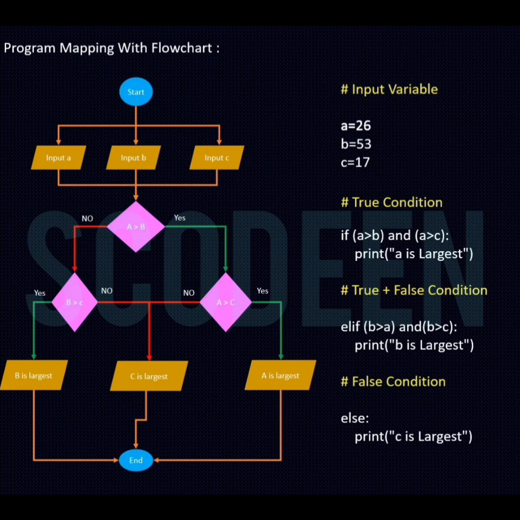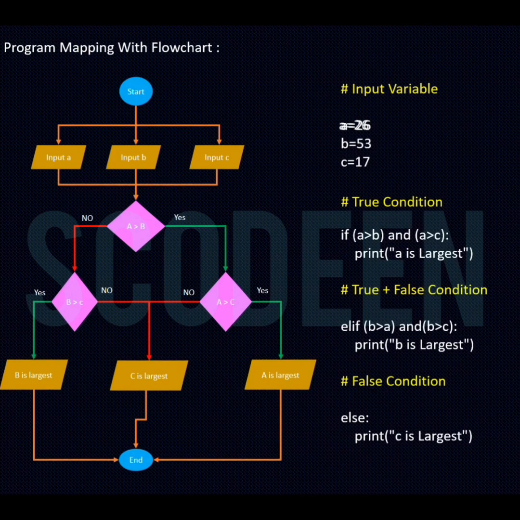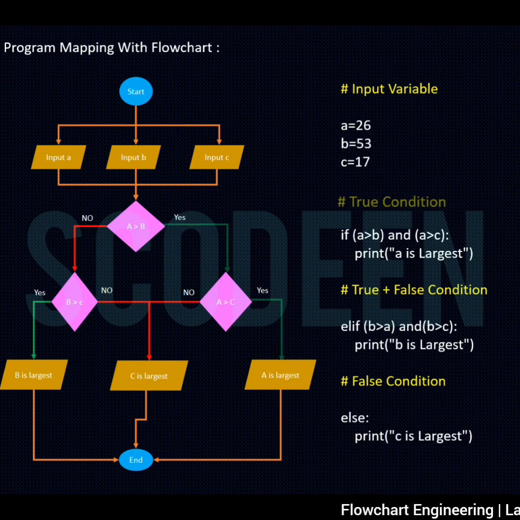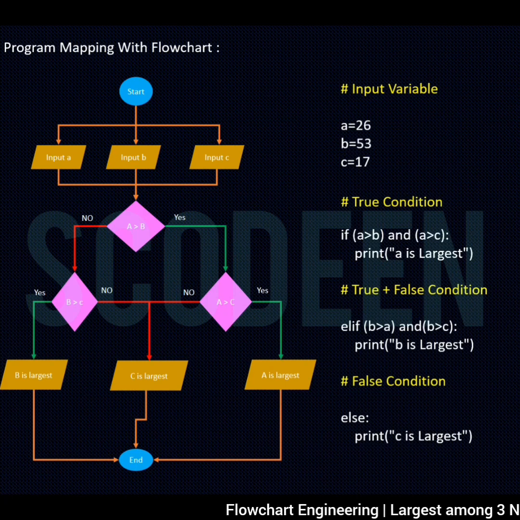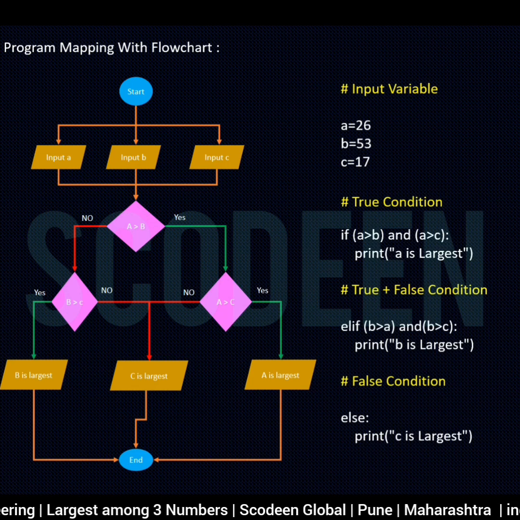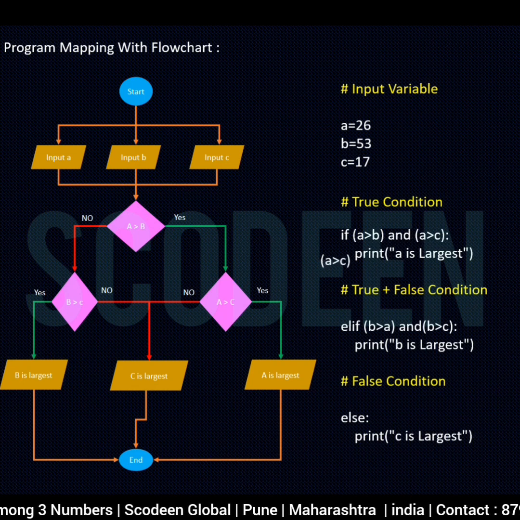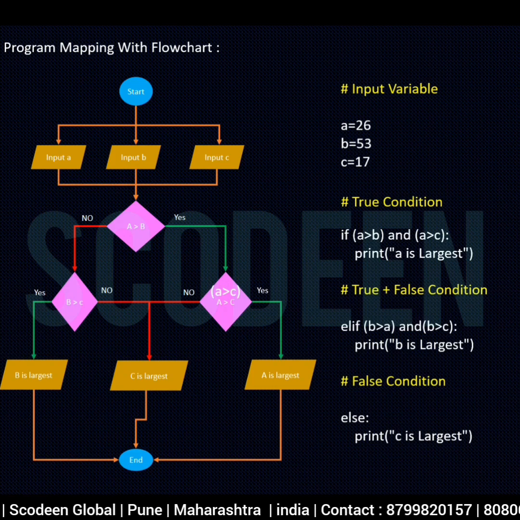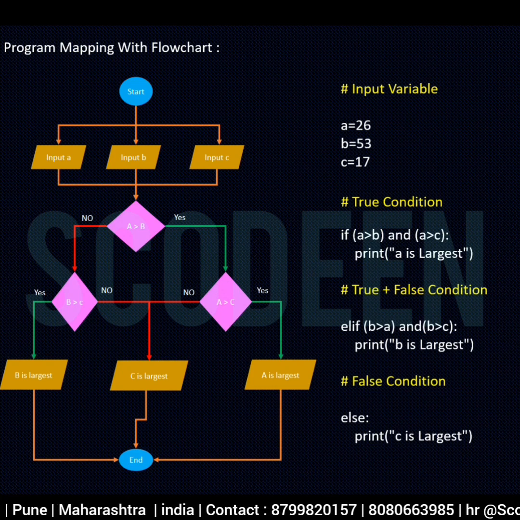So here three variables are there. So input A, input B and input C. Then we'll move to the true condition. The true condition is nothing but if. If is the true condition, else is the false condition. So for the true condition, the first comparison is A is greater than B. So what is the true condition? Yes. So next comes A is greater than C, and the output will be A is largest.